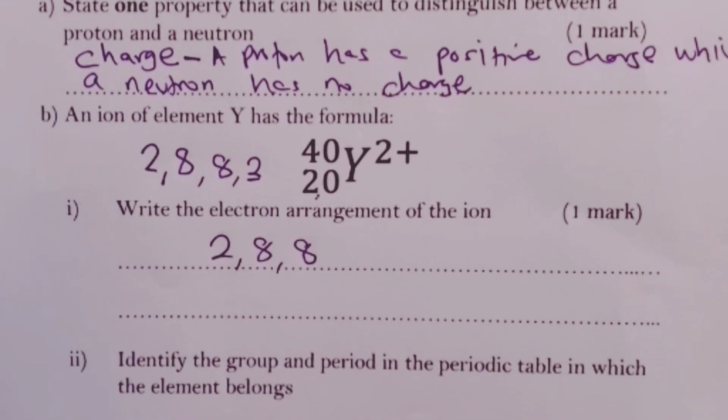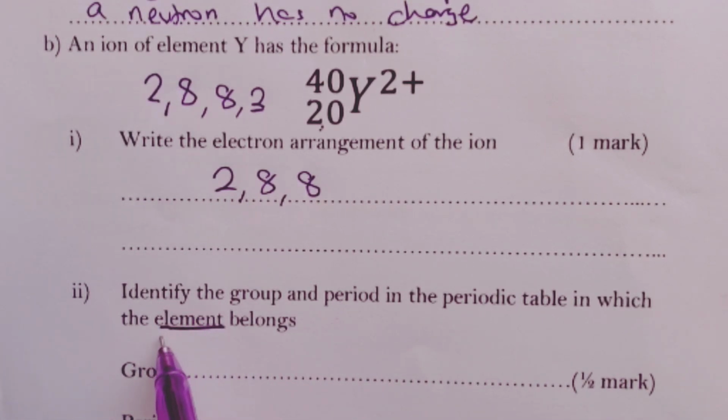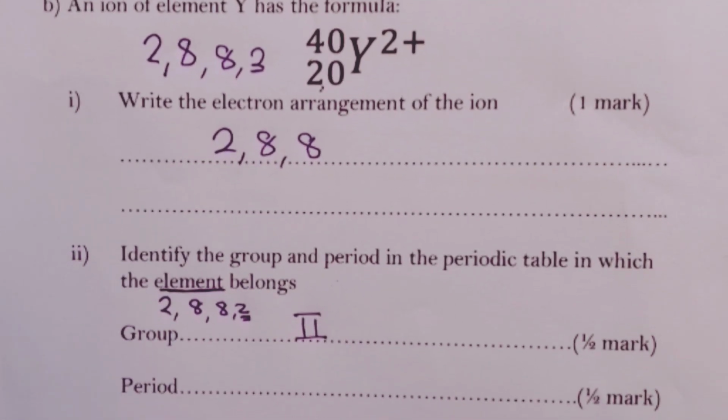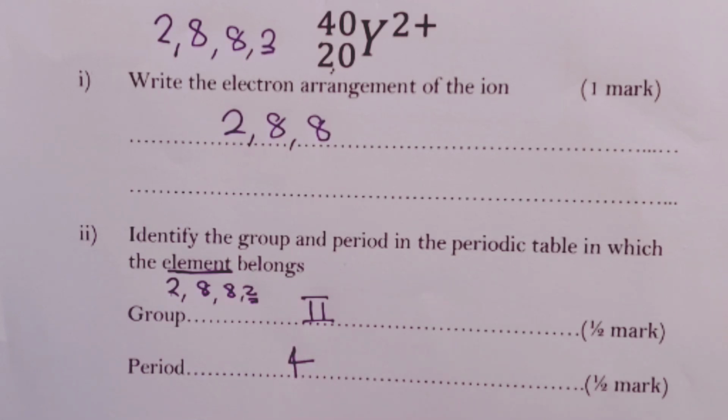Next, we are asked to identify the group and period in the periodic table in which the element, not the ion but the element, belongs. So the element has a configuration of 2.8.8.2. For that matter, group would be shown by the number of electrons on the outermost shell, and that is group 2. For the period, we count the number of shells, and here we have 1, 2, 3, 4. For that matter, element Y belongs to period 4.